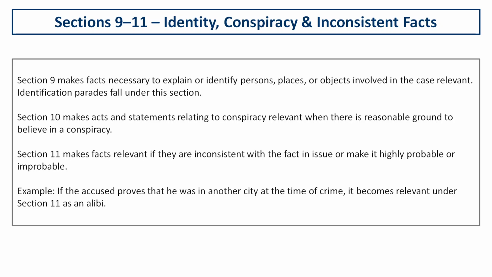Section 11 makes facts relevant if they are inconsistent with the fact in issue or make it highly probable or improbable. Example, if the accused proves that he was in another city at the time of the crime, this fact becomes relevant under Section 11. This is called alibi.